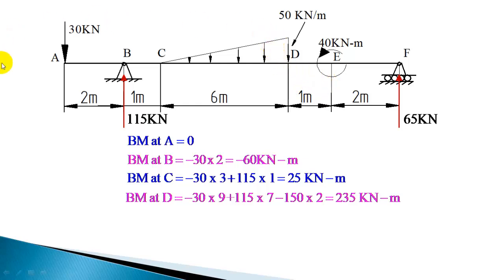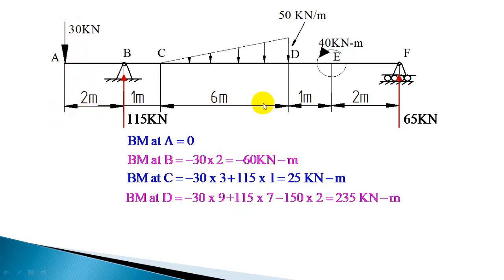All the same three forces are there, and all these forces will produce bending moment: 30 kilonewton, 150 kilonewton and this 150 kilonewton. All these forces were there at D. Now when you move to left of E, there is an increase of distance of 1 meter. So you have to only increase the distance by 1 meter, that is 9 will increase to 10.